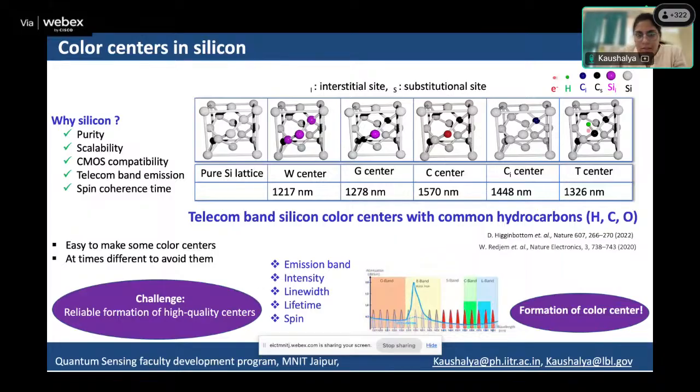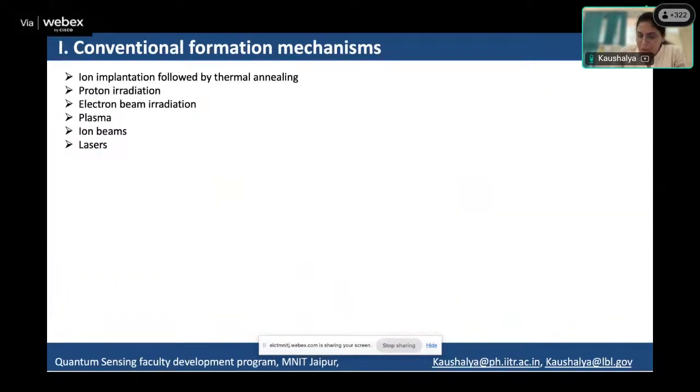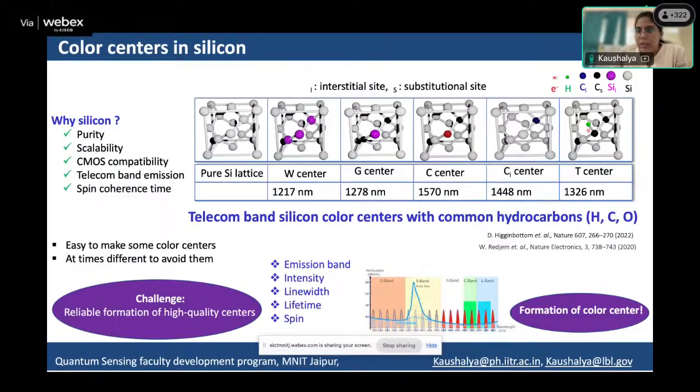So this part we have already in some sense covered, that we need the telecom band emission. In some sense you can also consider these color centers as quantum emitters, because they are eventually giving you single photons. The other aspect we need to take into account is the intensity, how many photons per second you are getting. That is one parameter. And then the line width, how sharp the emission is, because that eventually affects many other critical properties, and similarly the spin coherence time and the lifetimes.